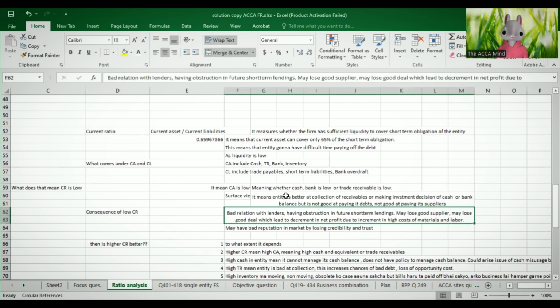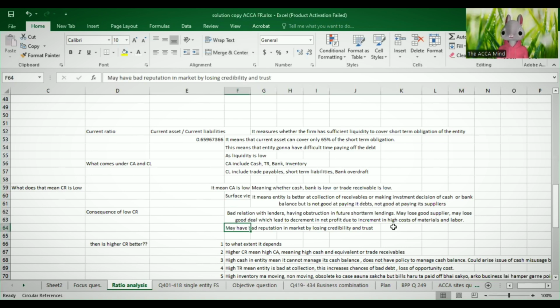The consequences are that the entity will have bad relations with lenders. It will create obstruction in future short-term lending. Due to this, the entity may lose good suppliers and good deals, which leads to a decrement in net profit due to an increment in the cost of materials and labor. The entity may lose credibility and trust, due to which it may have a bad reputation too.